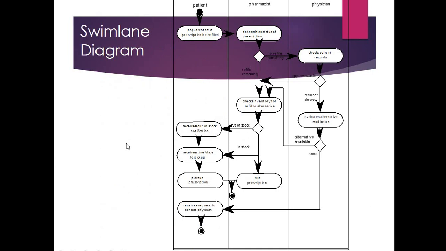So let us see the example for swim lane diagram. So here patient, pharmacist, and physician. These are the three users available in this interface analysis. So here initially the patient will go with the prescription paper to the pharmacist. The pharmacist will see whether it is a valid one, the date and all he will check.